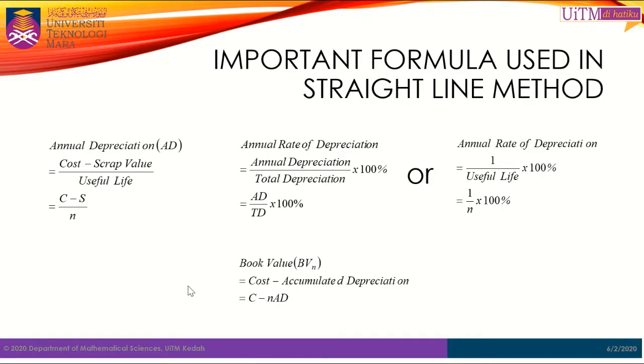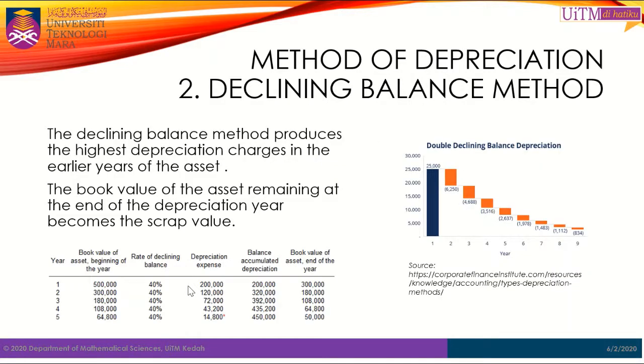Okay, so that is for the straight line method. The second method that you have under this topic is what we call the declining balance method. If you recall, you have come across these terms before in the topic of installment purchases, right? Basically the idea is the same over here, but right now it is the application of declining balance methods in the topic of depreciation.